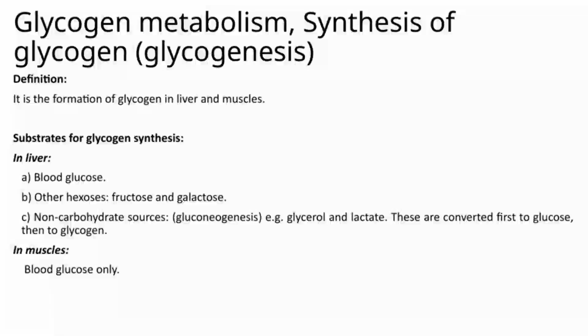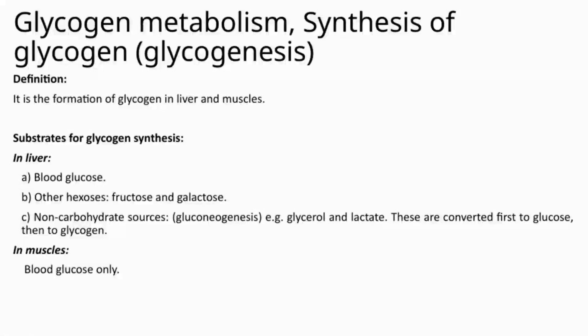from different dietary sources. Interestingly, the liver can also utilize non-carbohydrate sources through a process called gluconeogenesis. Glycerol, derived from fat breakdown, and lactate, produced during anaerobic glycolysis, can be converted first into glucose and then into glycogen. This shows how versatile the liver is in maintaining blood sugar levels and energy reserves.